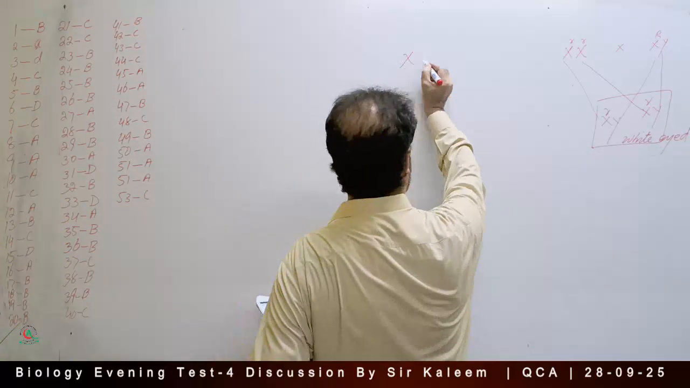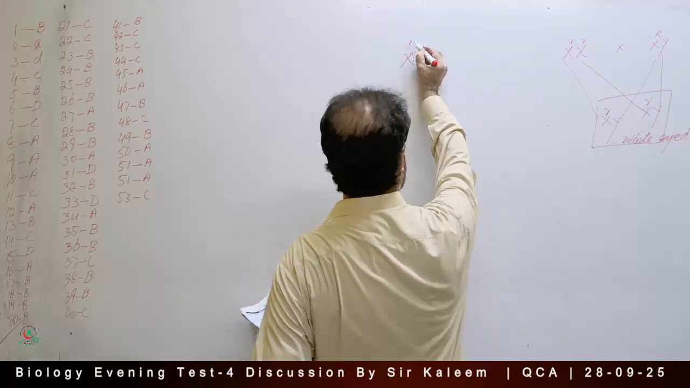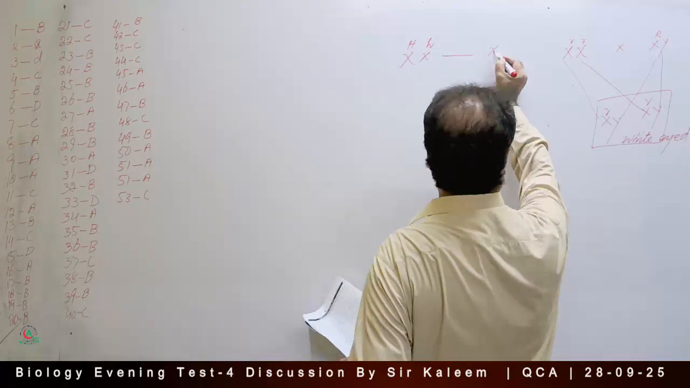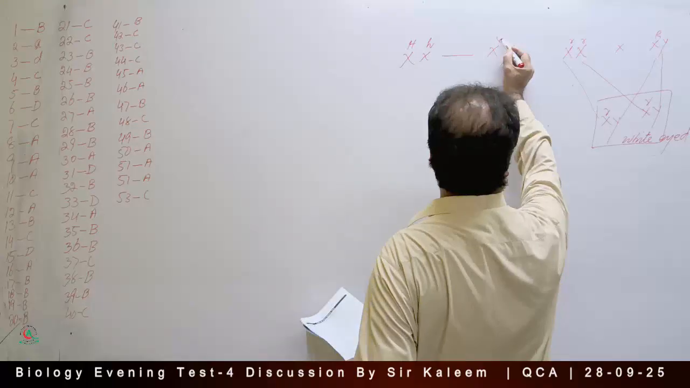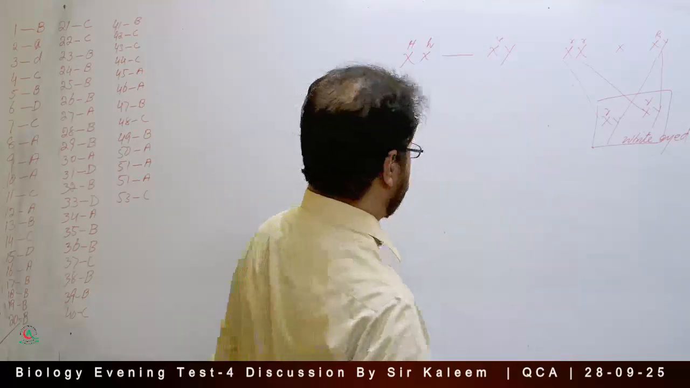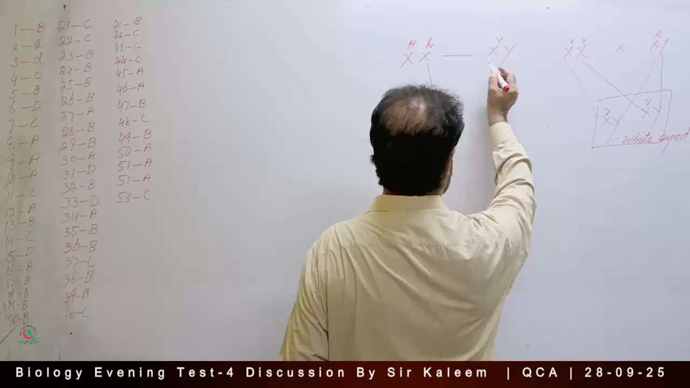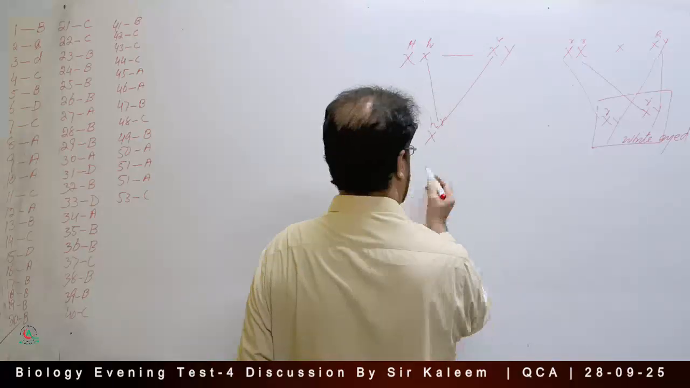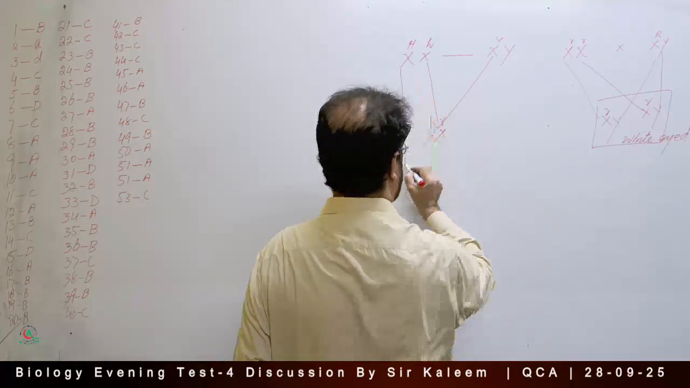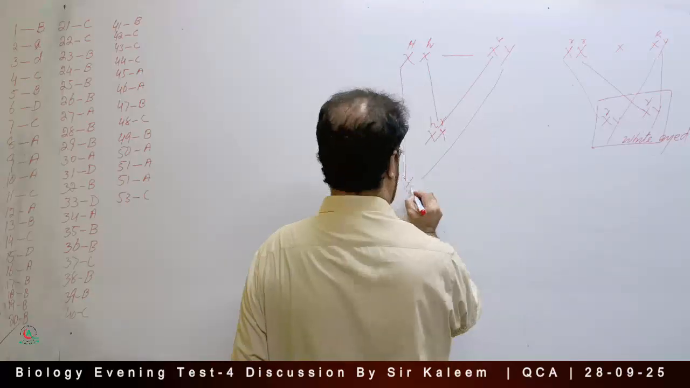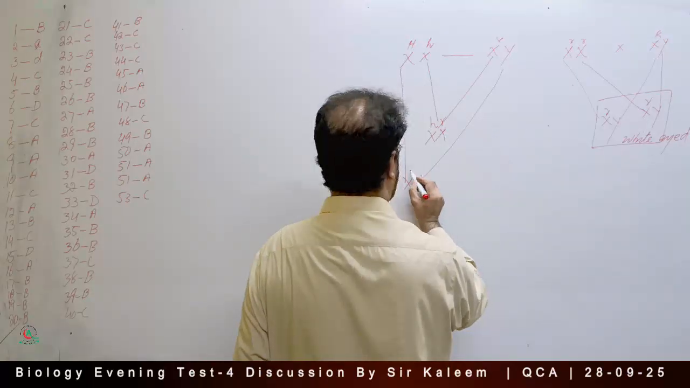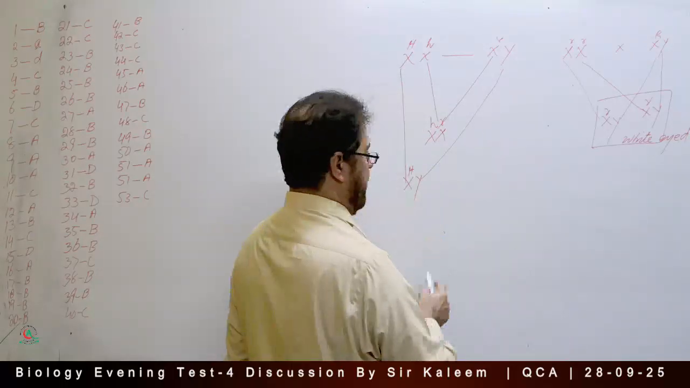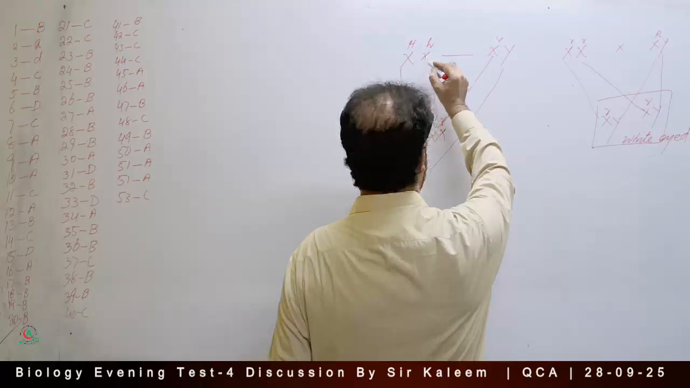So suppose that it is hemophilia. The mother is a carrier for hemophilia and the father is also hemophilic. So in this case, daughters will be affected, and 50% of sons will be affected and 50% of sons will be normal.